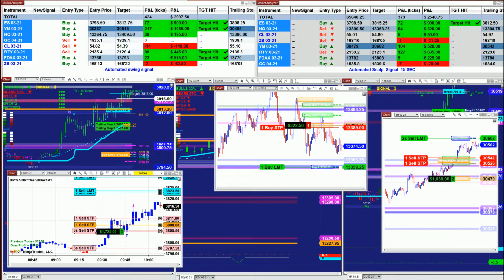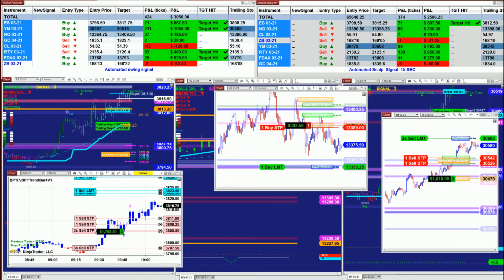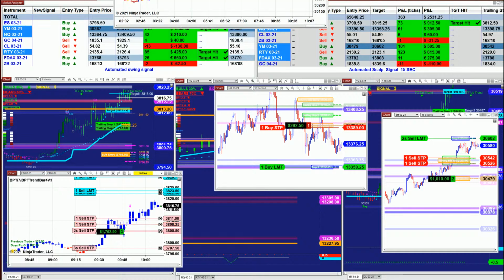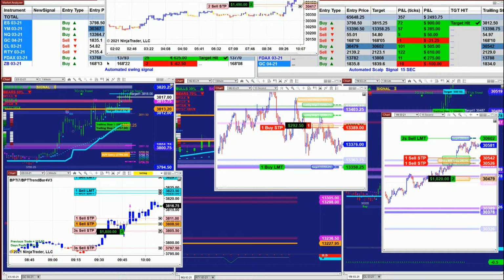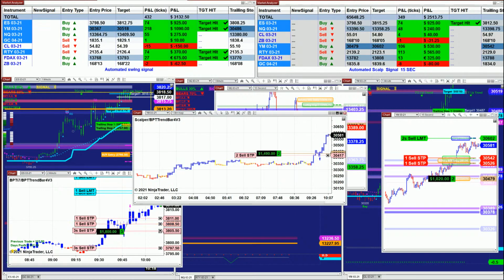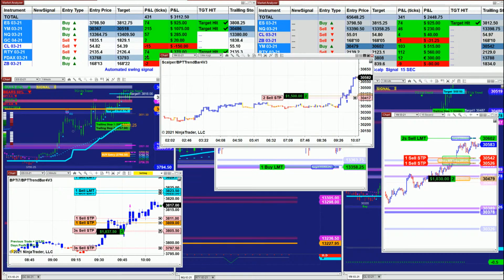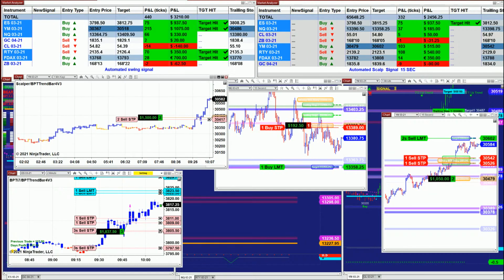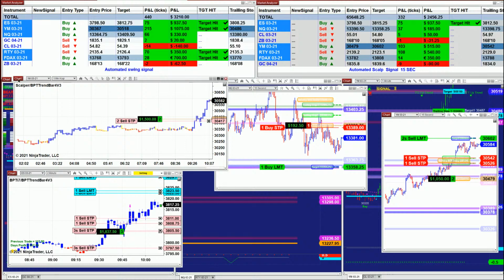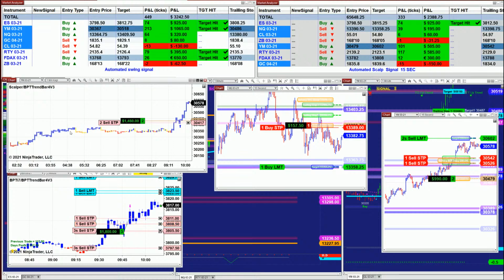Sorry guys, I was just a little bit busy with this one. This is the scalper. You can see on the scalper, it is the first trade on the scalper. You can see in the background here, there is no trade. This is the first trade on the scalper.